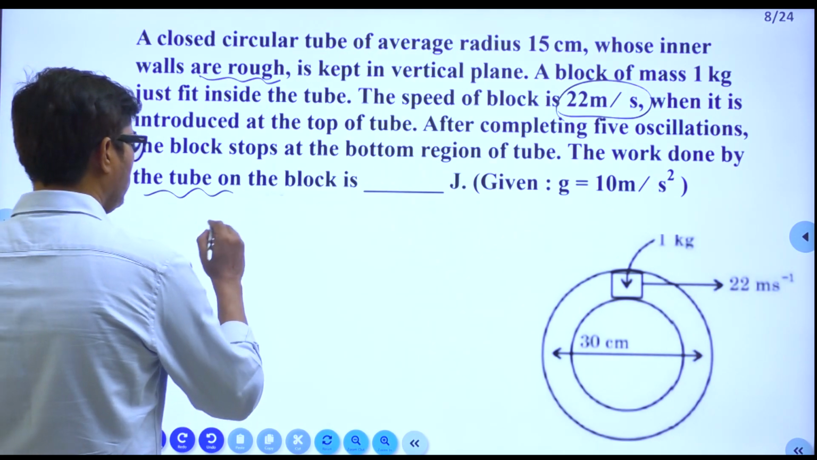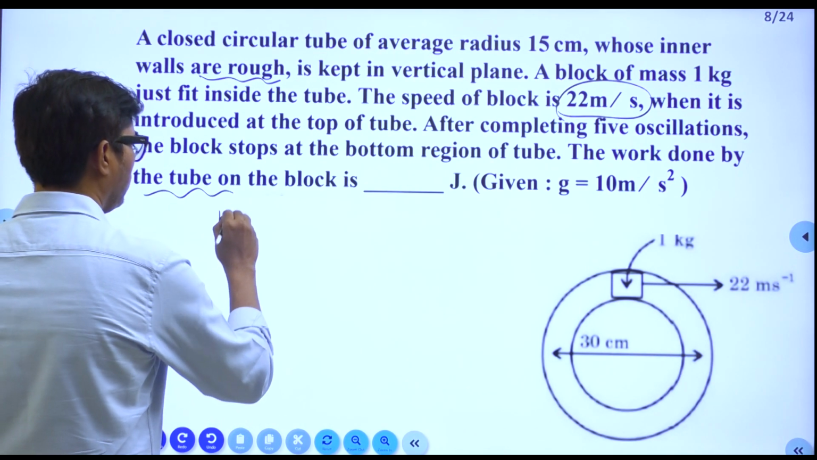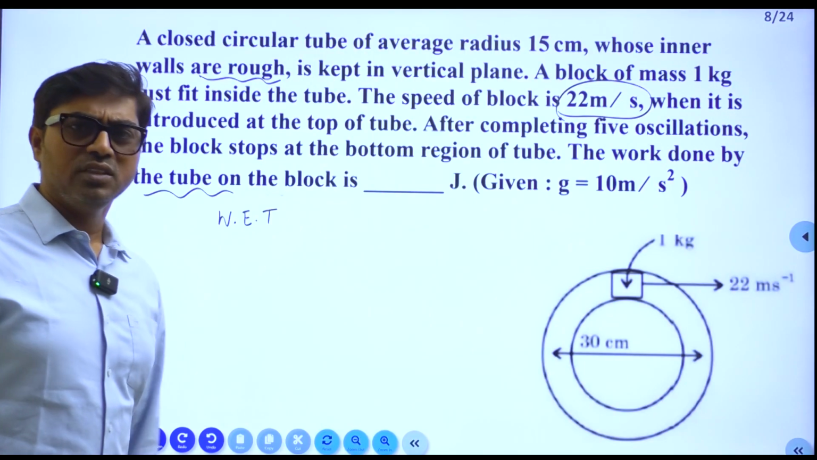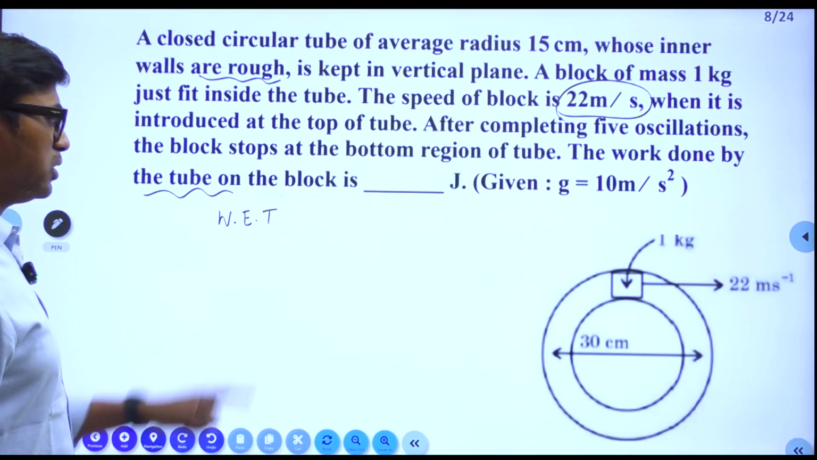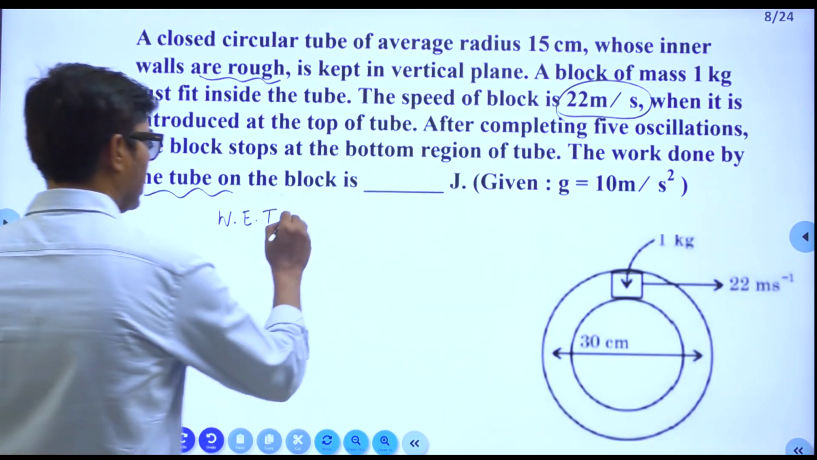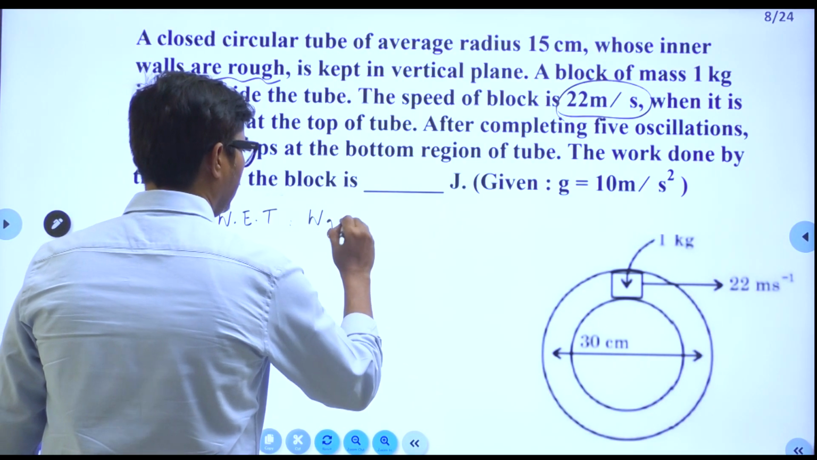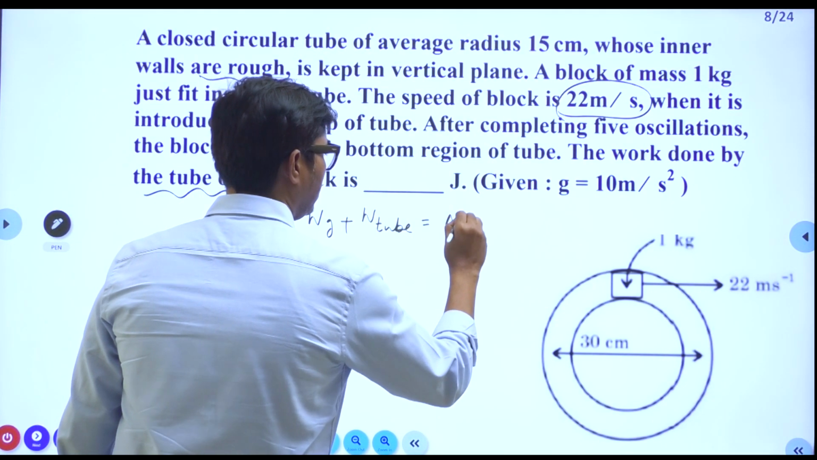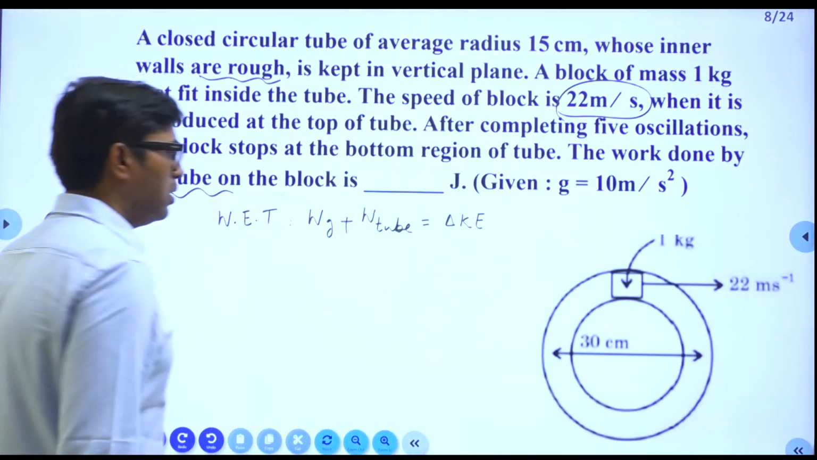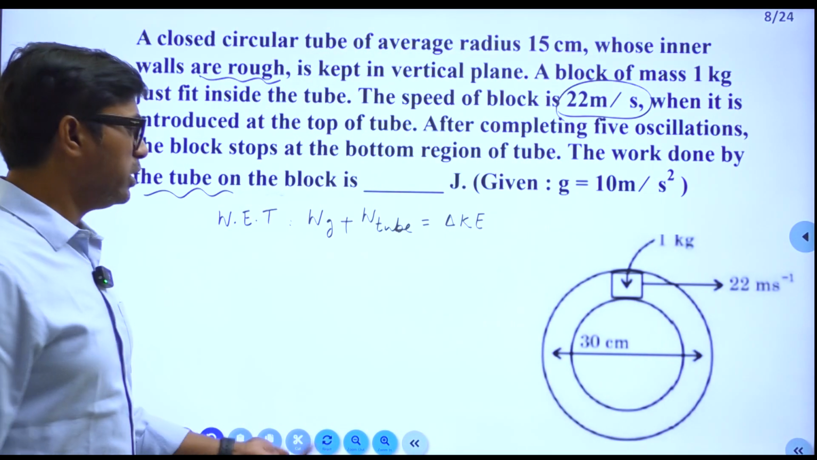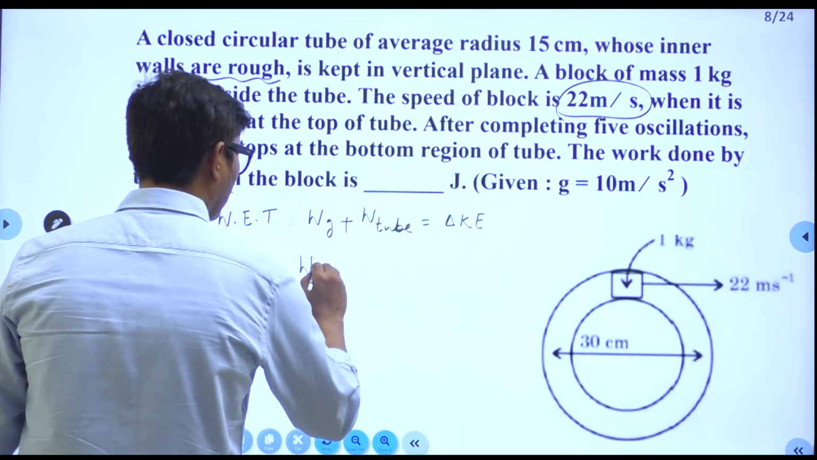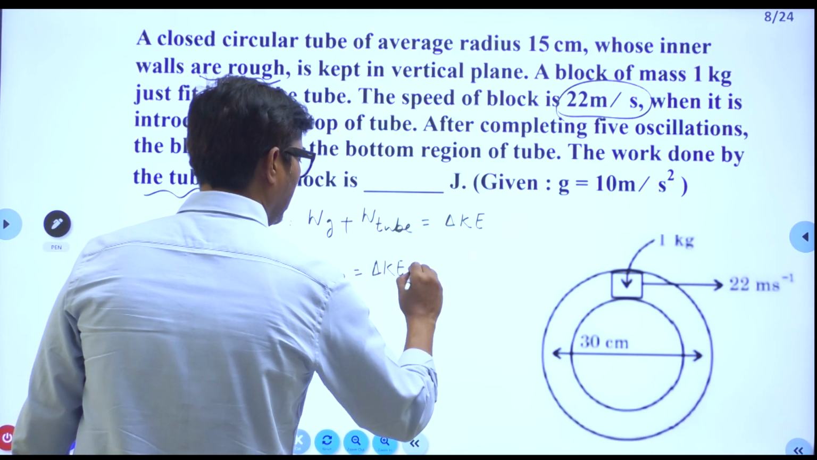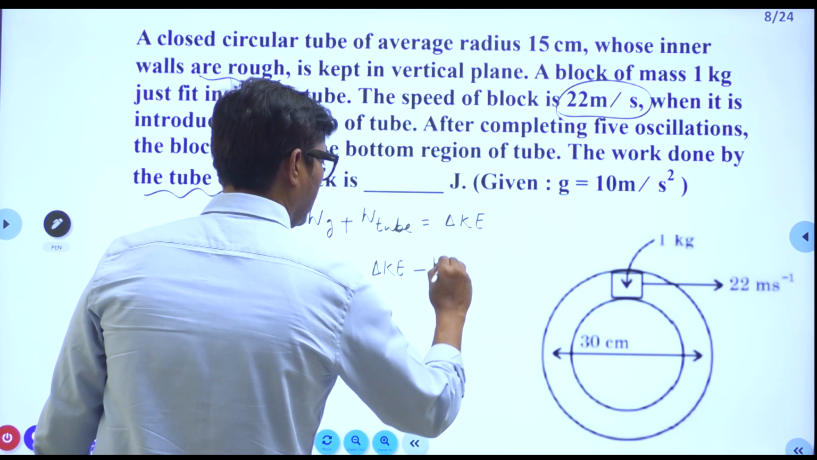So then what do you do? You apply the work energy theorem, WET, meaning work energy theorem. You can't use conservation of mechanical energy because kinetic friction is there. The work energy theorem says that work done by gravity plus work done by the tube is equal to change in kinetic energy. Work done by the tube is nothing but work done by friction. We need to calculate that only. Work done by the tube equals change in kinetic energy minus work done by gravity.